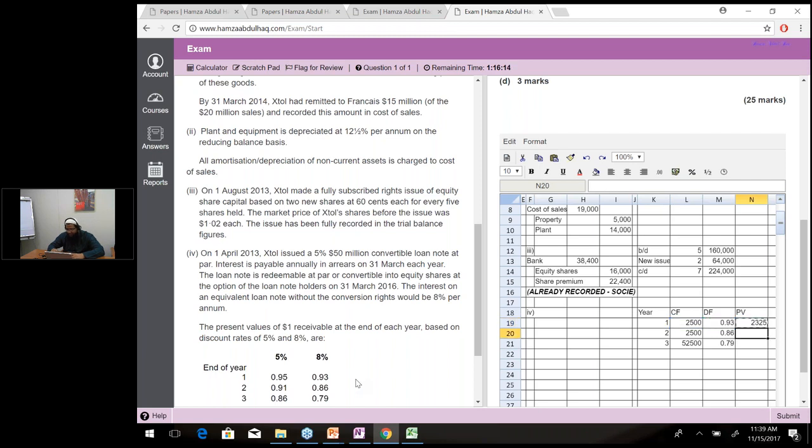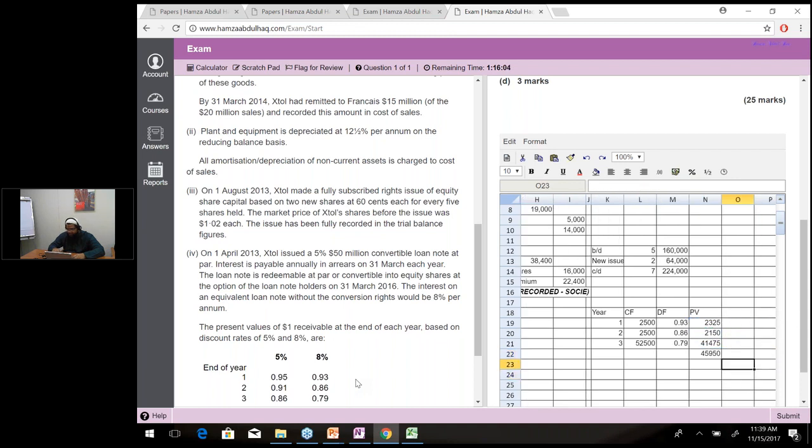I'm copying the formula, pasting in year 2, pasting in year 3, and then I'm going to calculate the sum of all these 3 values to get the amount of the financial liability. And the remaining amount is going to be equity. So 50,000 minus 45,950 is going to be the equity. So this is how we have divided the components between liability and equity. Any confusion in this? This is the second time we are solving this type of question.